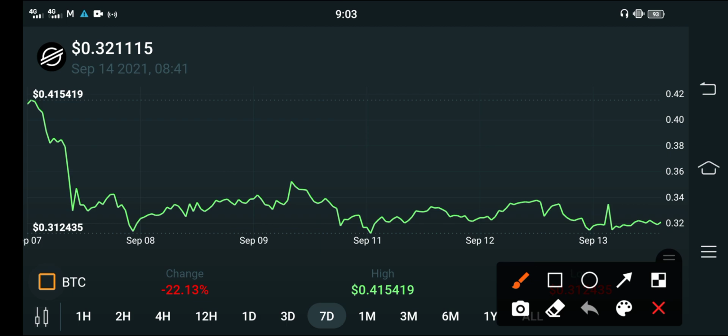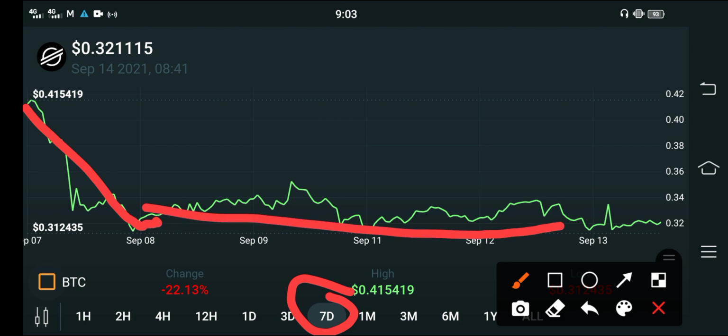Guys, that is the 7 day update of Stellar XLM, and you can see here that from 7 September the price of Stellar XLM fell, and still, guys, now it is going neutral, neither jumping nor falling. My prediction is going wrong about Stellar XLM.